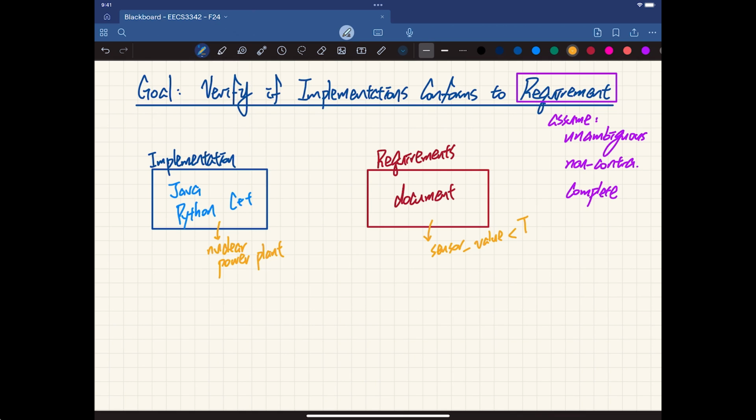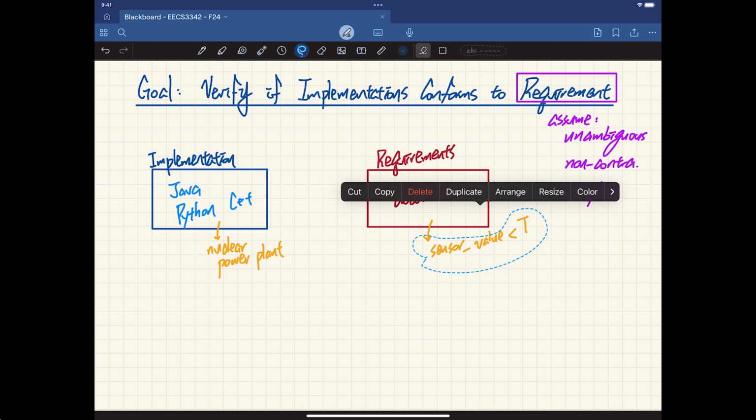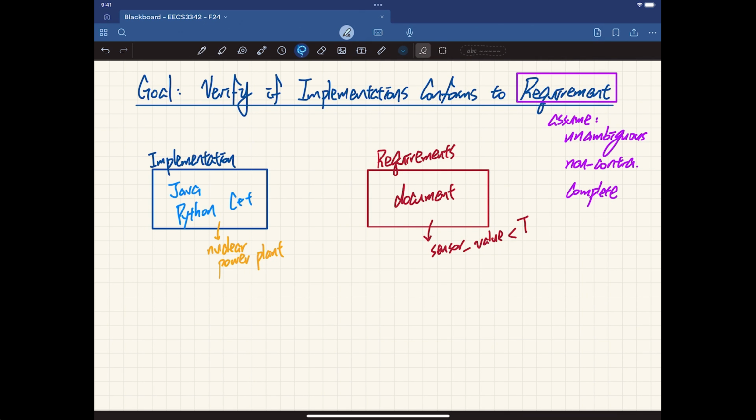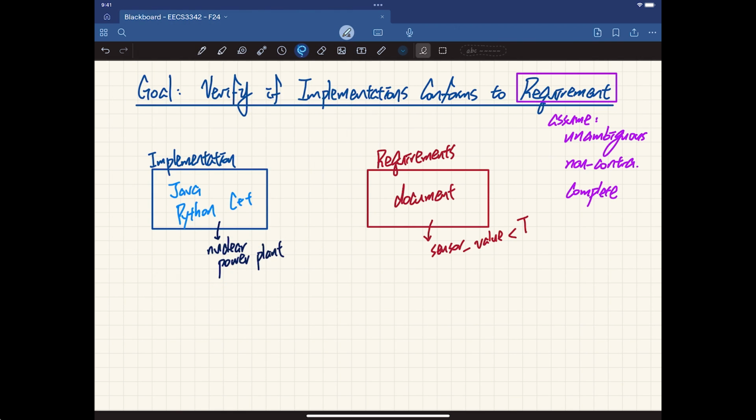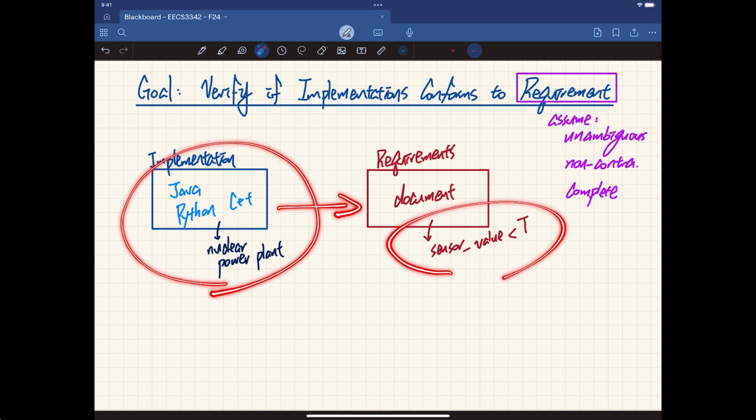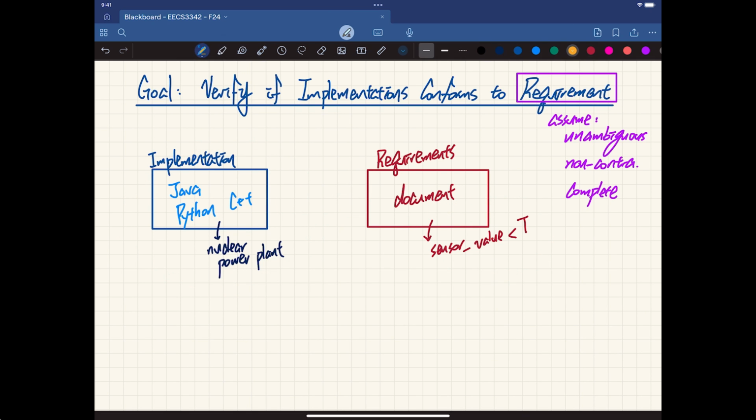And let me put it in different color for a reason. Let me just put them first. Give me a moment. Okay, like that. Let's say that's still red, and this one here is still blue. Let's say here. Okay, we're good. All right. Now, we got some implementation which is supposed to conform to the requirements. For example, the sensor value should be always lower than the threshold. What we want to really prove is to see whether or not it will conform.